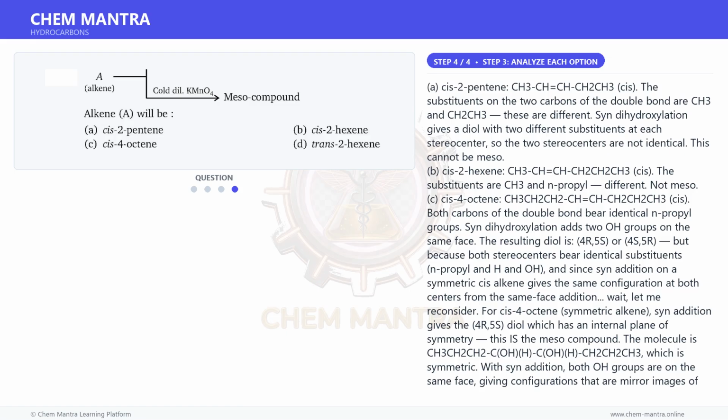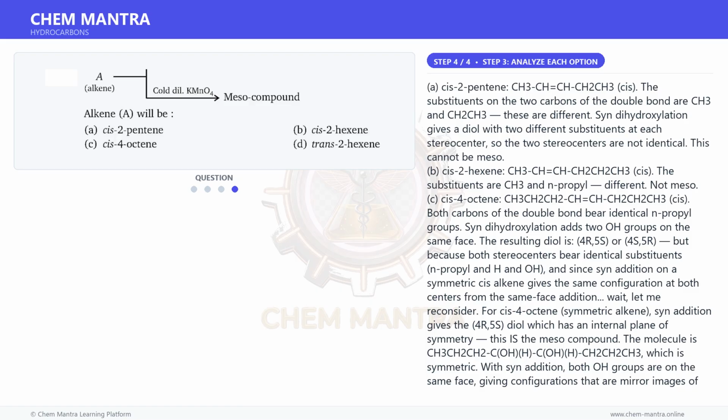The molecule is CH3CH2CH2CH(OH)CH(OH)CH2CH2CH3, which is symmetric. With syn addition, both OH groups are on the same face, giving configurations that are mirror images of each other across the internal plane, hence meso. D. trans-2-hexene, syn addition on a trans alkene with different substituents does not give meso. The key is symmetry of the alkene.